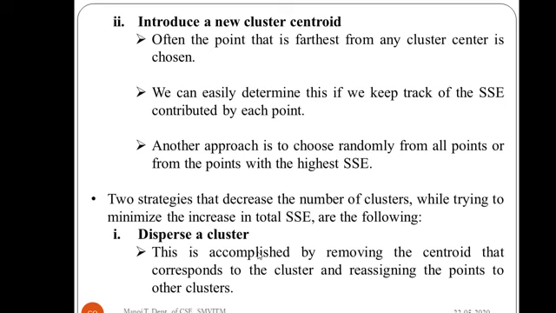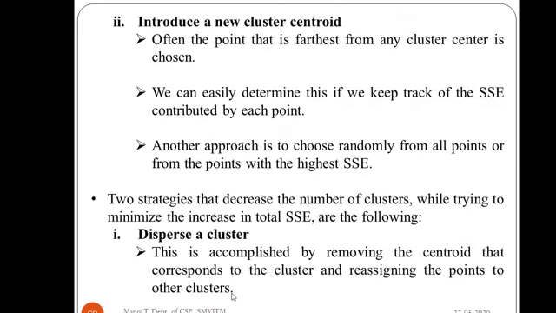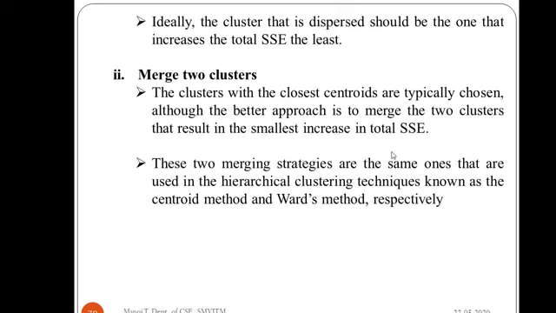Two strategies that decrease the number of clusters while trying to minimize the increase in total SSE are the following. You disperse a cluster or merge two clusters. So dispersing a cluster, how do we accomplish that? This is accomplished by removing the centroid that corresponds to the cluster and reassigning the points to the other clusters. You disperse the cluster by reassigning the points to the other clusters. Ideally, the cluster that is dispersed should be the one that increases the total SSE the least. When you disperse, your sum of squared error must increase the least.